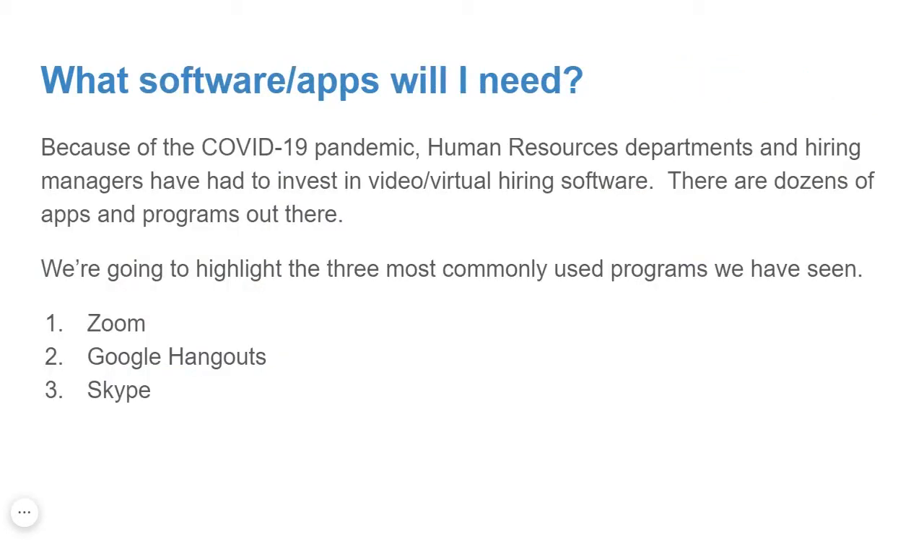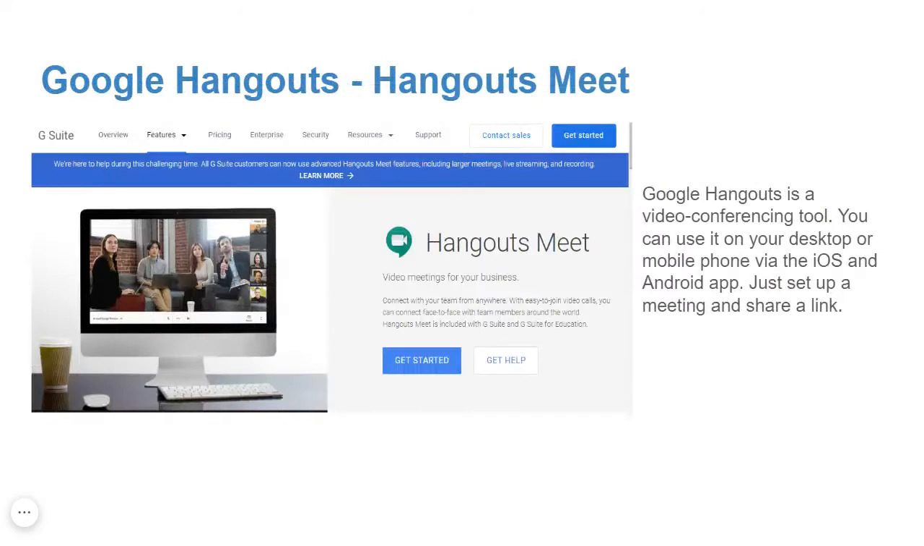Because of the COVID-19 pandemic, human resource departments and hiring managers have invested in video and virtual hiring software. Now, there are dozens of apps and programs out there, but we are going to highlight the three most commonly used programs we have seen: Zoom, Google Hangouts, and Skype.